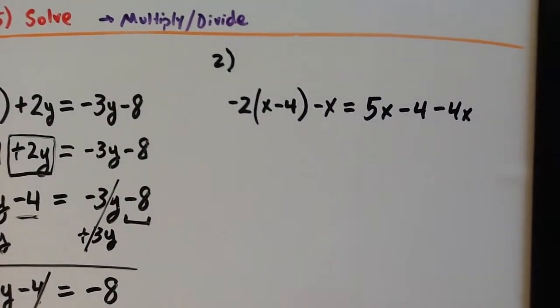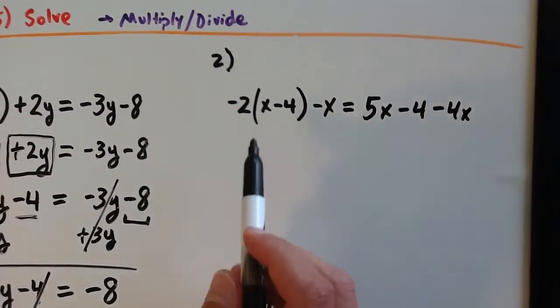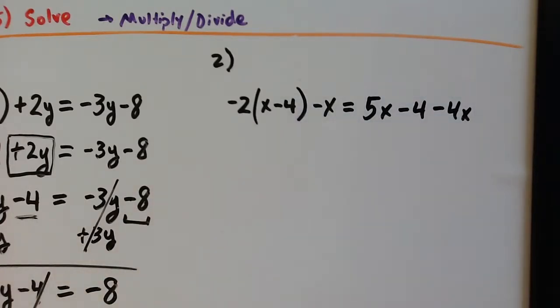Okay, one more example. Example 2, we have negative 2 times. I'm saying times because that's what the parentheses tell me. Negative 2 times x minus 4 minus x is equal to 5x minus 4 minus 4x.